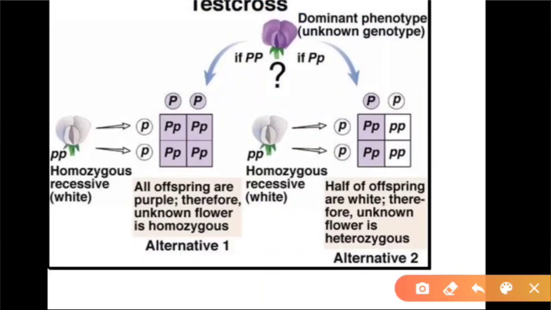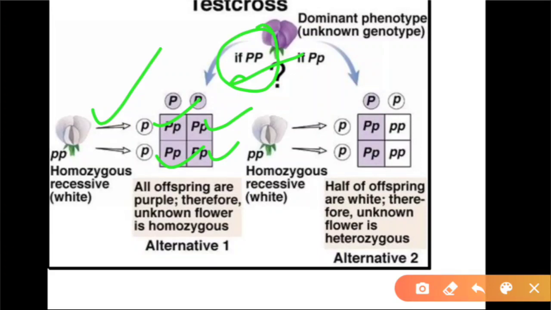One more example on the basis of the test cross. Suppose an unknown plant has a purple flower. If its genotype is capital PP, that means it is pure purple, and it is crossed, according to the definition of the test cross, with the recessive, that is a white flower. Then all the progeny in the F1 generation are purple flowers.